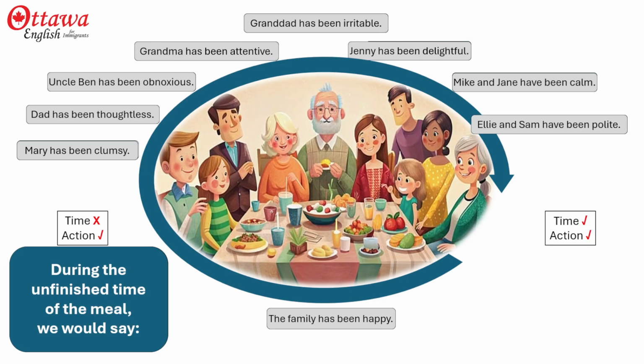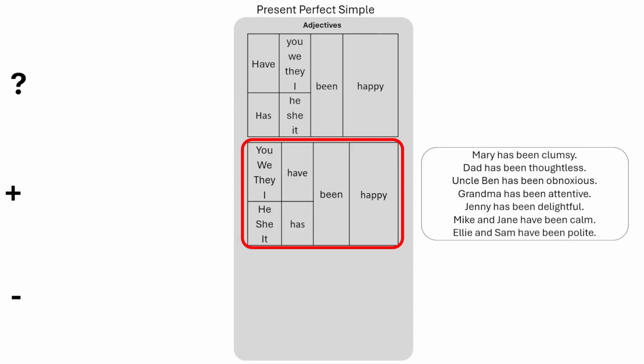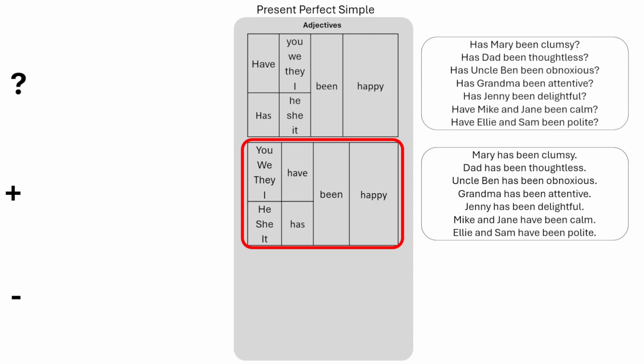Now that the meal is finished, we can say Mary was clumsy yesterday at dinner. Dad was thoughtful last week at dinner. Uncle Ben was obnoxious, Grandma was attentive, Grandad was irritable, Jenny was delightful, Mike and Jane were calm, and Ellie and Sam were polite.